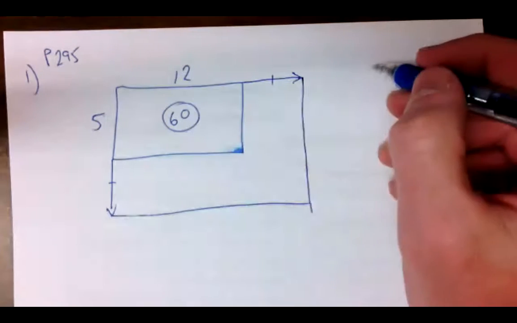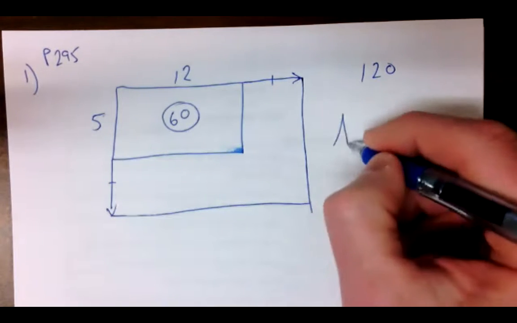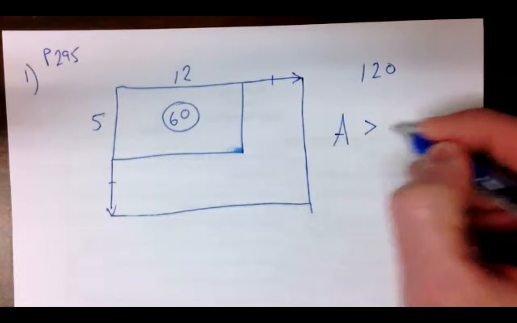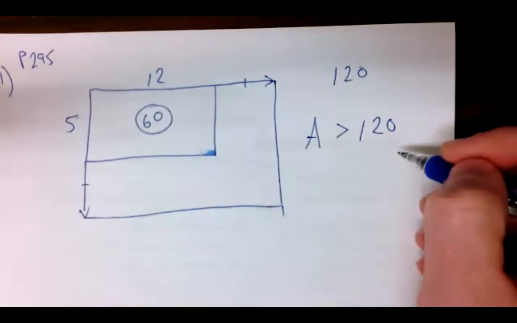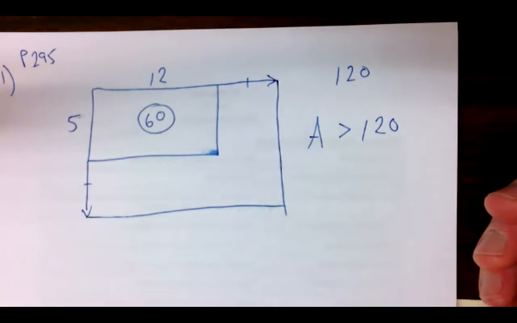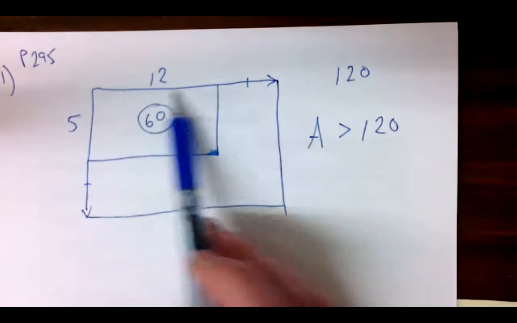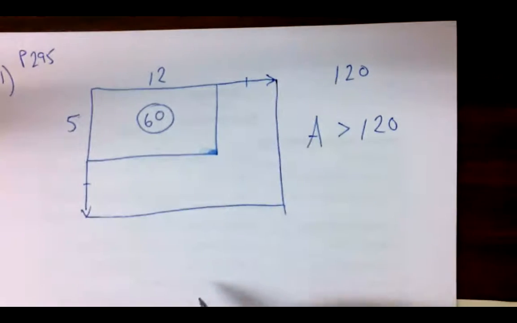So double the original area is 120. So the new area needs to be greater than 120. Not greater than or equal to, greater than 120. What is the amount of increase in length? So it's specifically asking for length. When you find out one, you'll find out the other anyway.